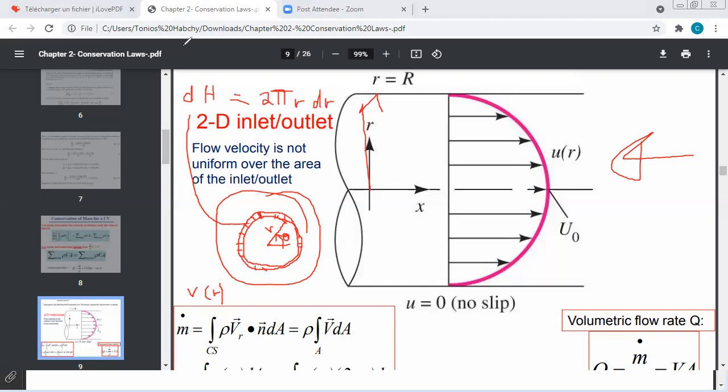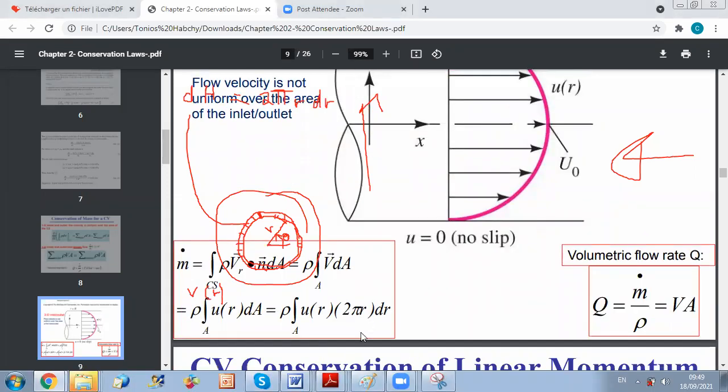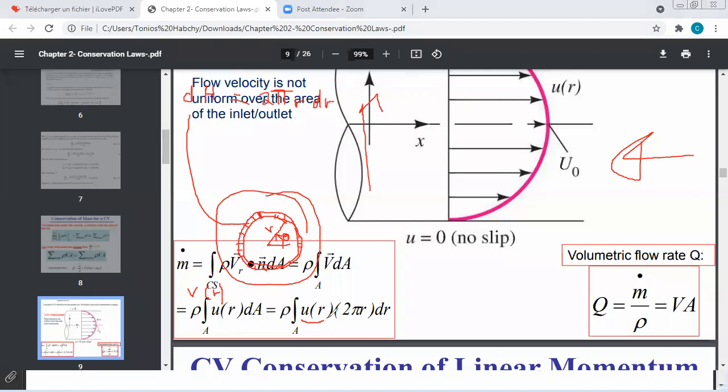And now, if I just replace here, all I need to know is how u is varying with r. As we said, for example, for a viscous laminar flow, you have a second degree variation. It's a parabolic profile. So I will give you the profile of velocity along r, and all you have to do is replace V as a function of r, or u as a function of r, and integrate over r. And this will allow you to calculate your mass flow.